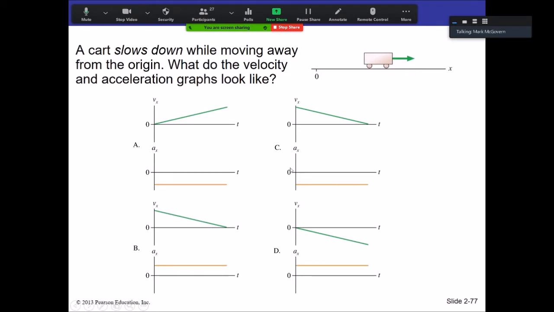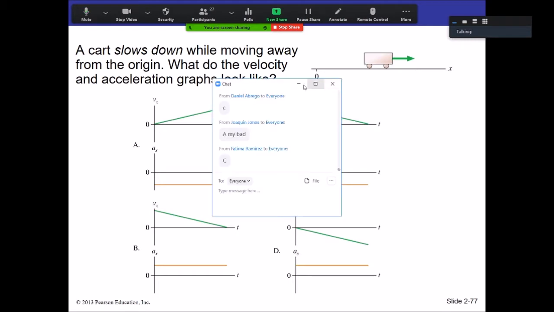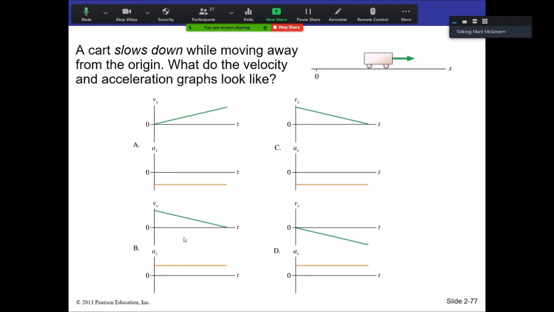Right. Now, we have the same questions from the beginning, but now we are interested in velocity and acceleration graphs. So in this example, our cart moves to the right, and we're slowing down. So what will the velocity acceleration graphs look like? All right, A's and C's, huh? We don't know which one, A or C. You don't seem to like B or D.